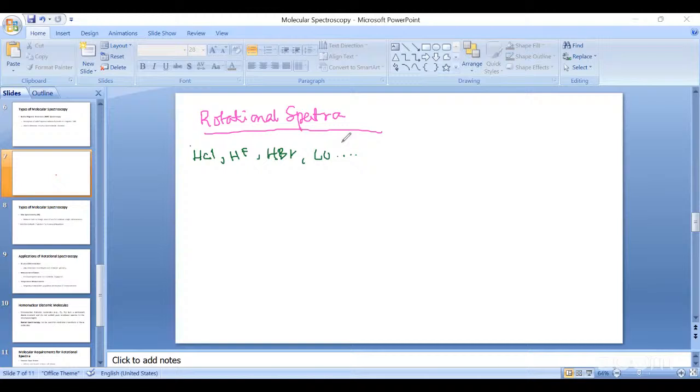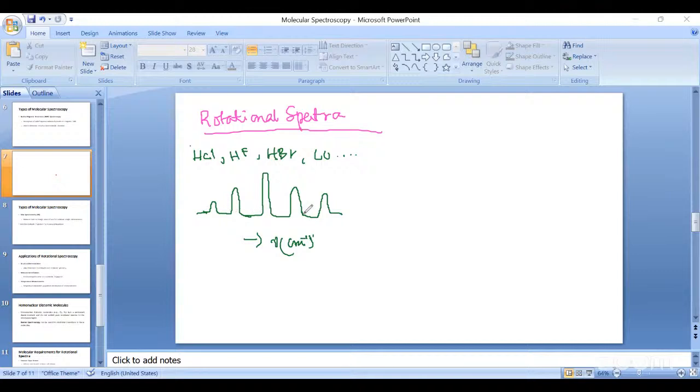The rotational spectrum consists of a simple series of absorption maxima which are very nearly equidistant on a wave number scale. If you see the figure, the maxima are equidistant. Wave number scale means the unit is centimeter inverse. So equidistant maxima are observed here.